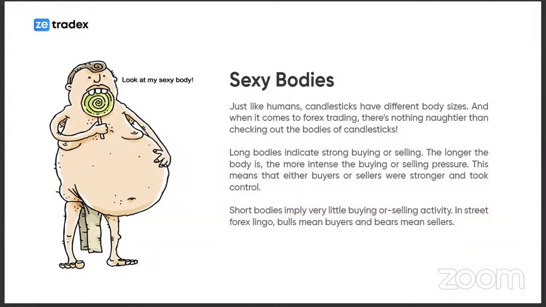Also, similarly, we have what we call short bodies, which imply very little buying or selling activity. In Forex lingo, we call them bulls, which means buyers, and bears, which means sellers. Uptrend is also a name for buy. Downtrend is also a name for sell. So next page, please.